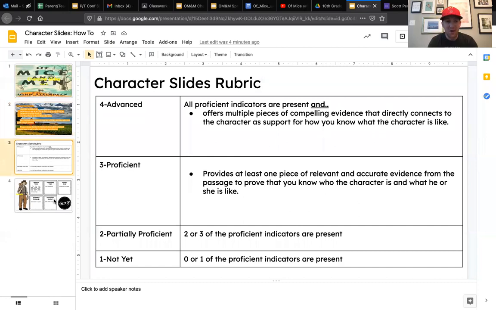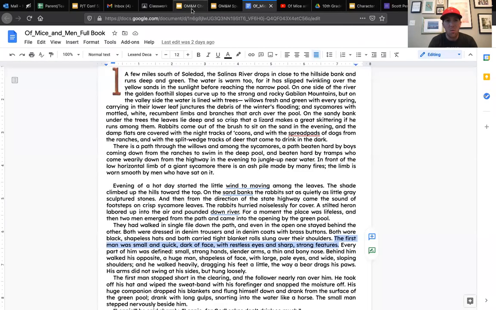And as you fill out each of the slides per character, to get a full score on this, you're going to want to offer multiple pieces of compelling evidence that directly connects to the character as support for how you know what the character is like. All right, so that is going deep into who the character is. You can't just do this and not have the novel open. So you're going to want to open up the novel.